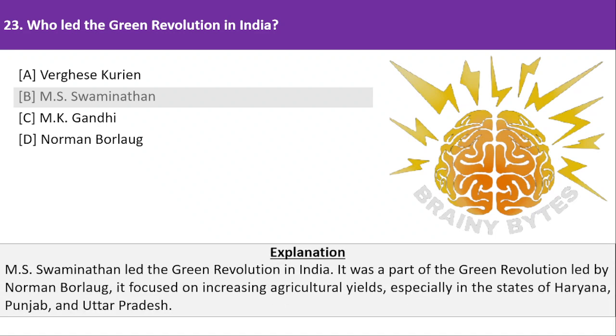M.S. Swaminathan led the Green Revolution in India. It was a part of the Green Revolution led by Norman Borlaug. It focused on increasing agricultural yields, especially in the states of Haryana, Punjab, and Uttar Pradesh.